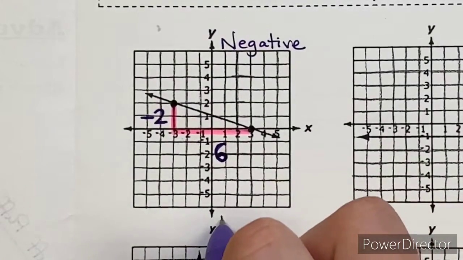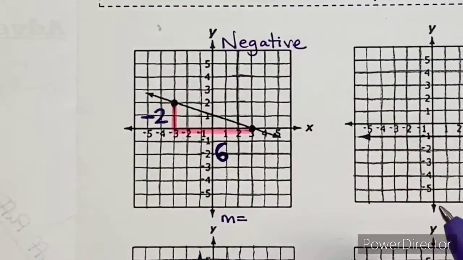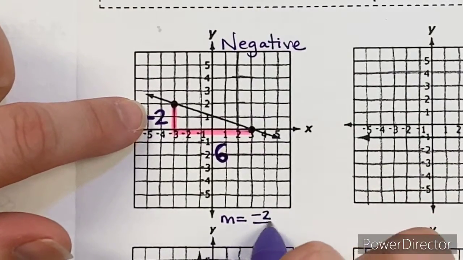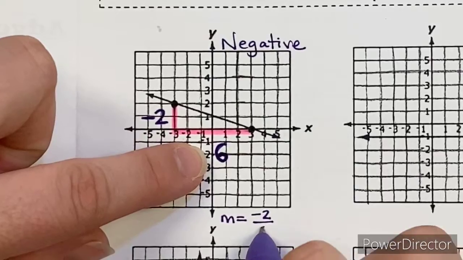And so now I just need to build my fraction. So I'll do it down here. So m is equal to, remember it's always rise over run. So the rise part right here has to come first. So this is negative 2 over 6.